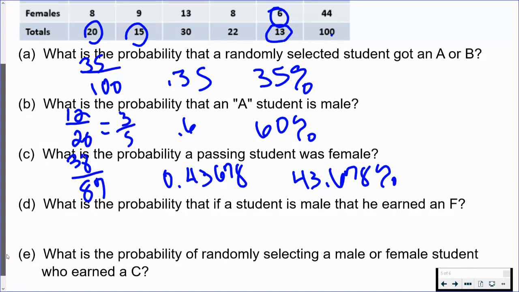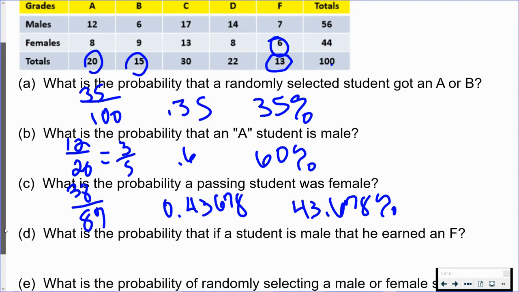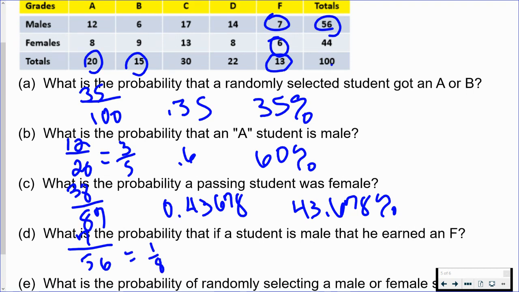Part D, what's the probability that if a student is male that he earned an F? Okay, so we're only looking at the male students this time. There were 56 male students, so that's our bottom number, the number that we're pulling from, that he earned an F. There are 7 of those, so 7 out of 56, which is 1/8 if we reduce. They're both divisible by 7. If we divide, that's 0.125 or, excuse me, 12.5%.